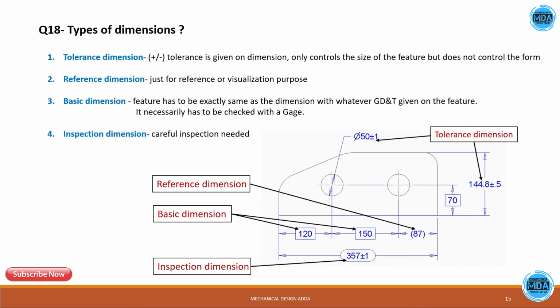Inspection dimension. Sometimes on drawings we highlight that a dimension must be inspected. For that purpose we apply the inspection dimension, shown in a slotted box like this.